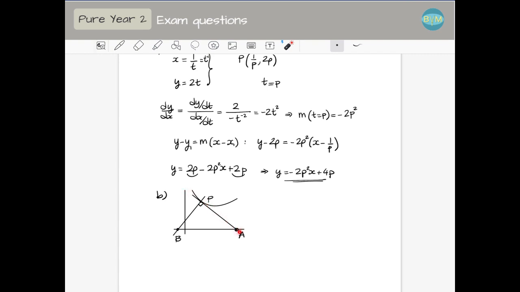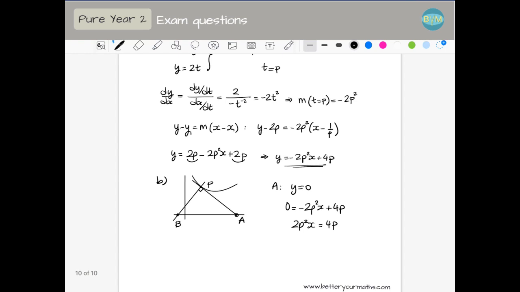So I have the equation of this line. I can very easily find A, yeah, it's going to be the intersection with the x-axis. So in my line, I'm going to make y equal 0. So to find A, I'm going to make y equal 0, which means 0 is minus 2p squared x plus 4p. So 2p squared x is 4p. And x is going to be 4p divided by 2p squared, which is 2 divided by p. So point A is going to be (2 over p, 0). Those are the coordinates of A.